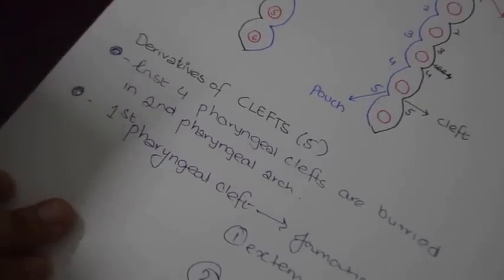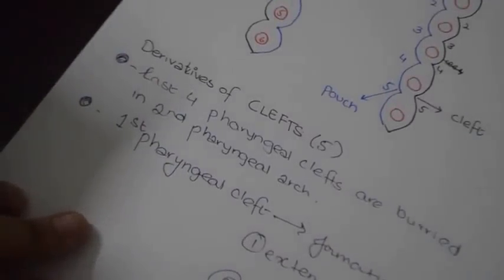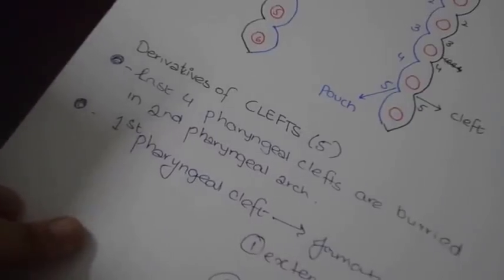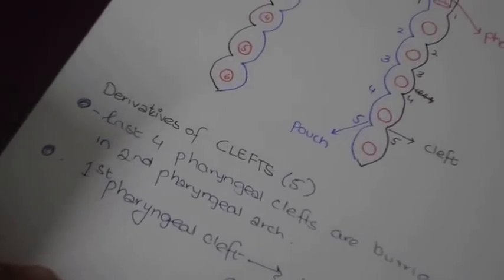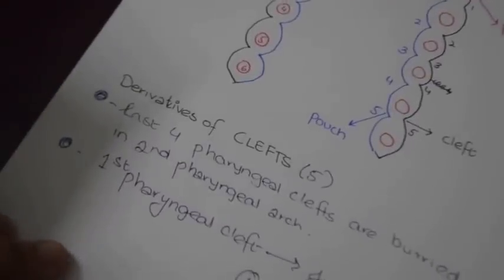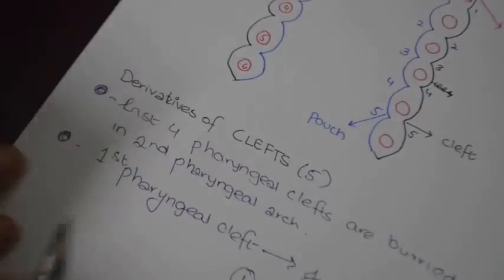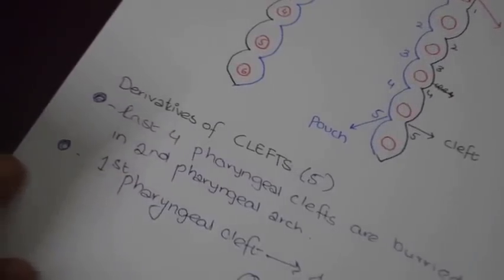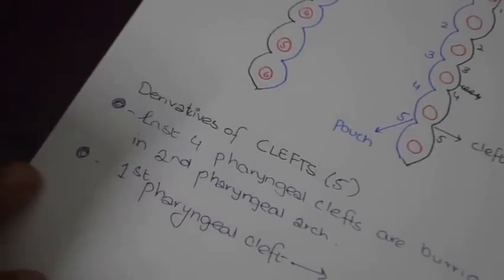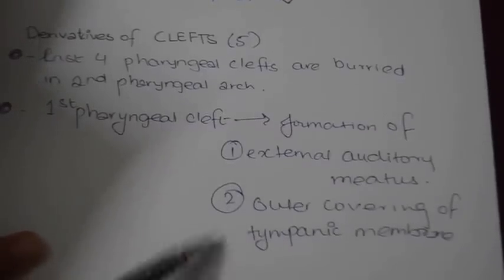So we know that if a question comes about the clefts, like write a short note on the pharyngeal clefts, you can say the pharyngeal clefts are 5 in number and they are ectodermal in origin. That means that they are derived from the ectoderm of the trilaminar germ disc. And we can code this whole thing: the last four pharyngeal clefts are buried in the second pharyngeal arch, and the first pharyngeal cleft is responsible for the formation of the external auditory meatus and the outer covering of the tympanic membrane.